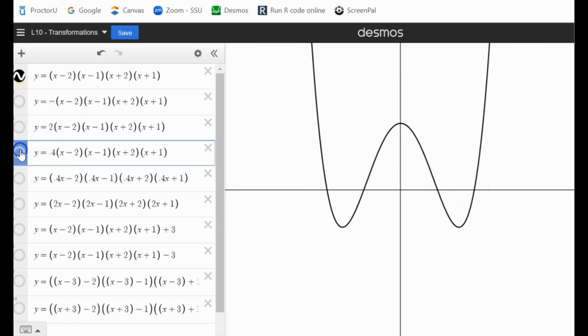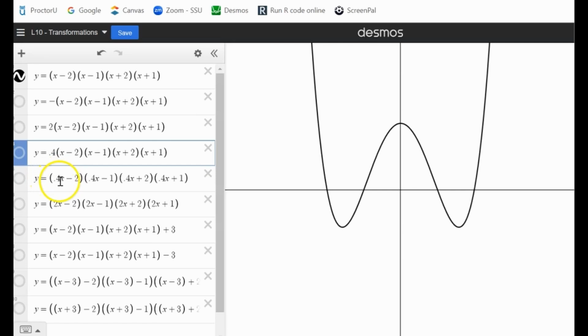Okay. All right. Now let's do a horizontal stretch. So we're gonna stretch it out horizontally. So this point is going to be pulled way out here. This point is going to be pulled way out here. And so what we have to do is we have to multiply each individual x by a factor smaller than 1.